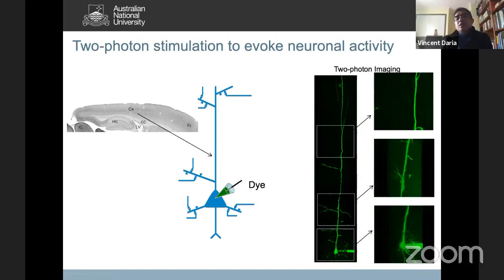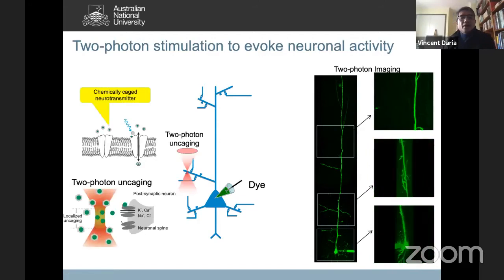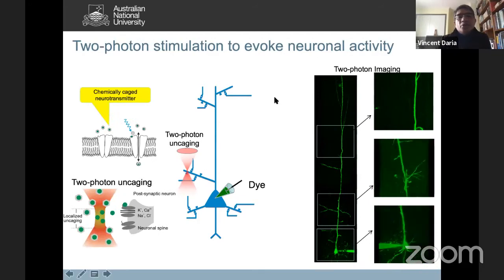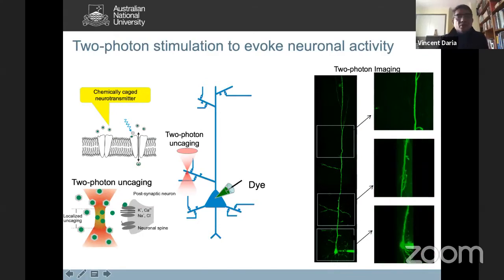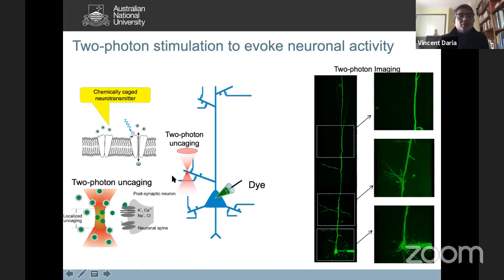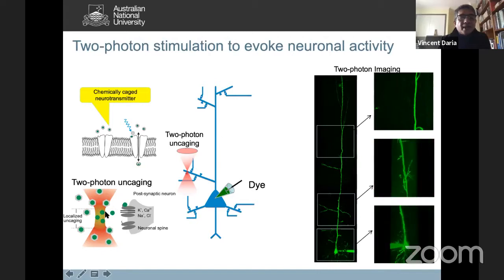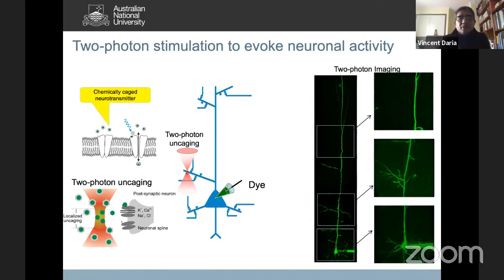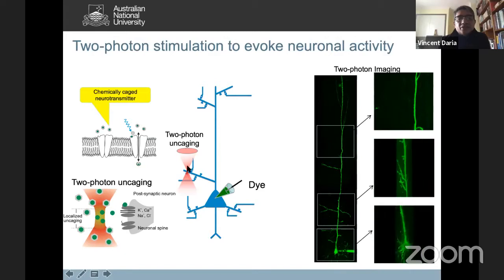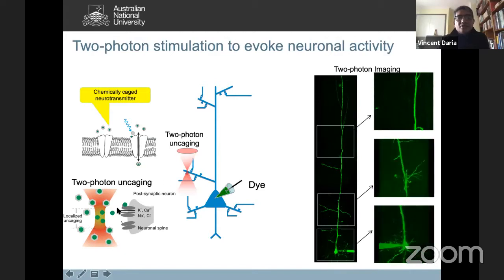Once we establish the 3D morphology of the neuron, then we can use our uncaging technique. So this is two photon imaging. This has 3-dimensional resolution. So we can also use two photon absorption to release the neurotransmitters. And then this neurotransmitter binds to these proteins in the cell, then allows ions to go in. So that's the basic technique. At this particular region, we can stimulate the neurons using this two photon uncaging technique.